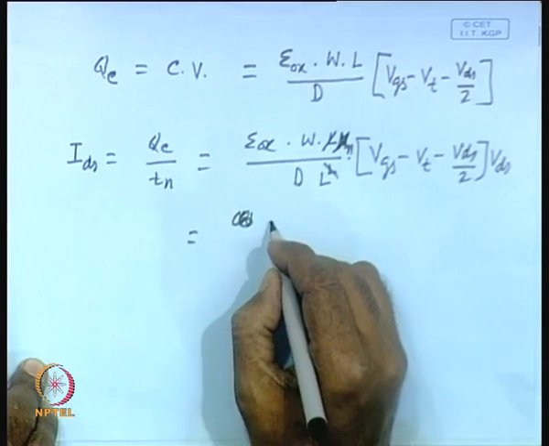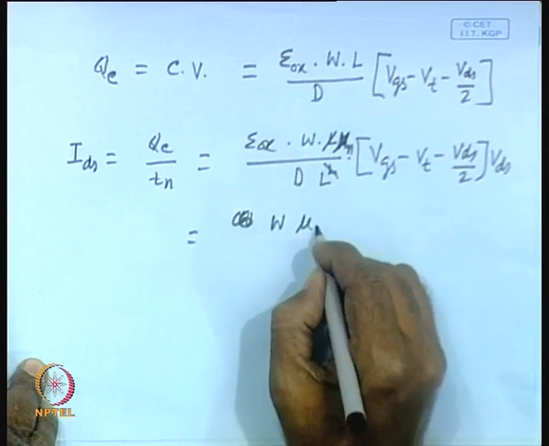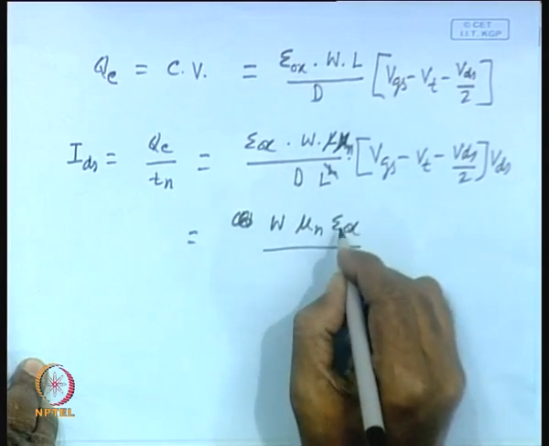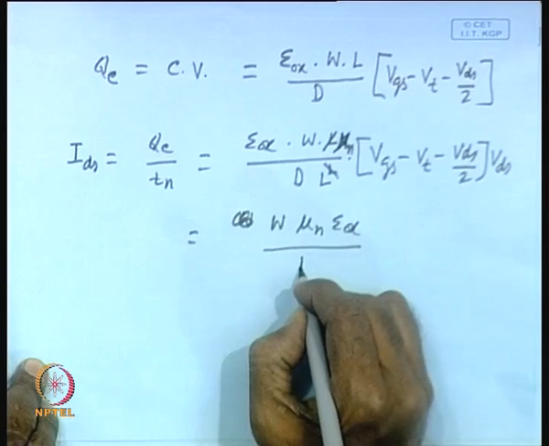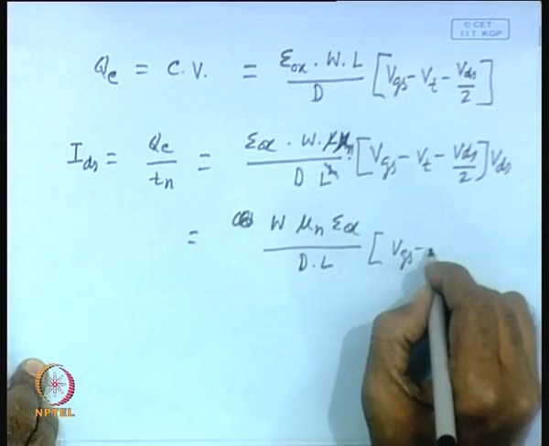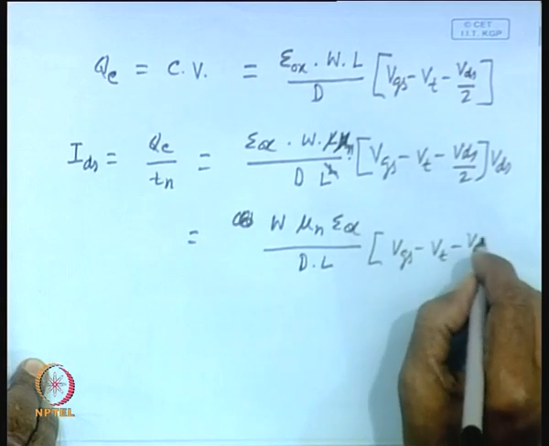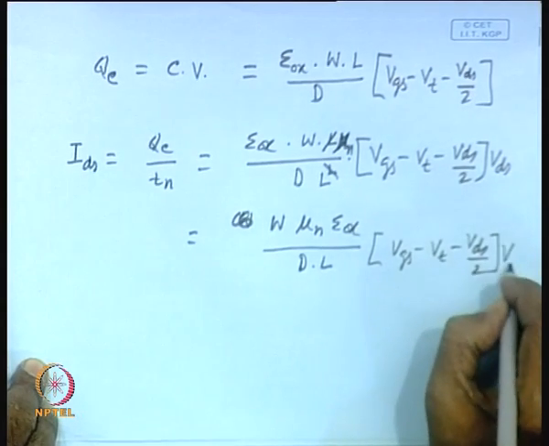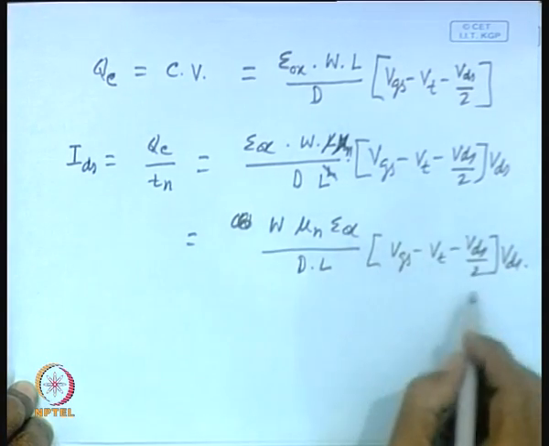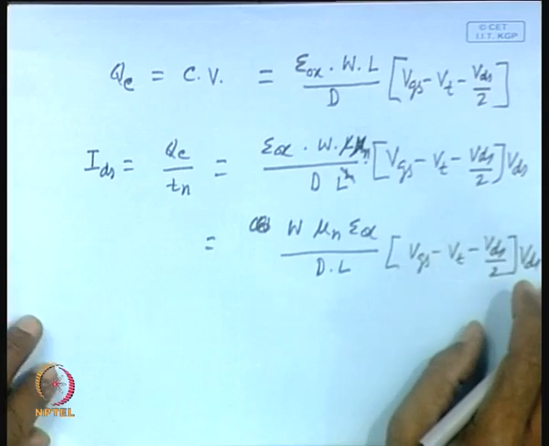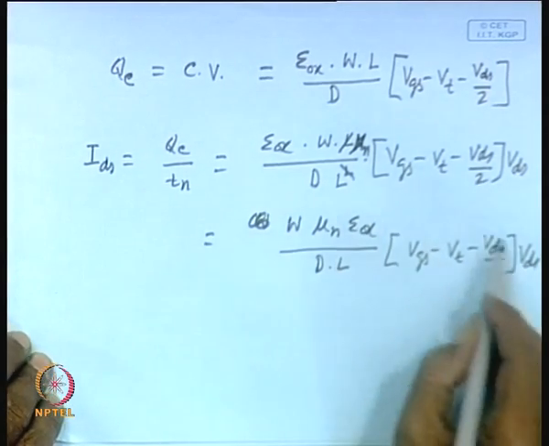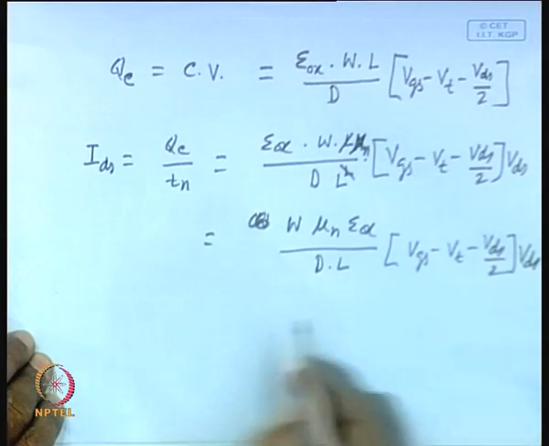The current expression that we get is equal to W mu n epsilon O x, this is your permittivity, into D into L, and here you get (V G S minus V T minus V D S by 2) into V D S. Now, this is the current that flows through the electron.